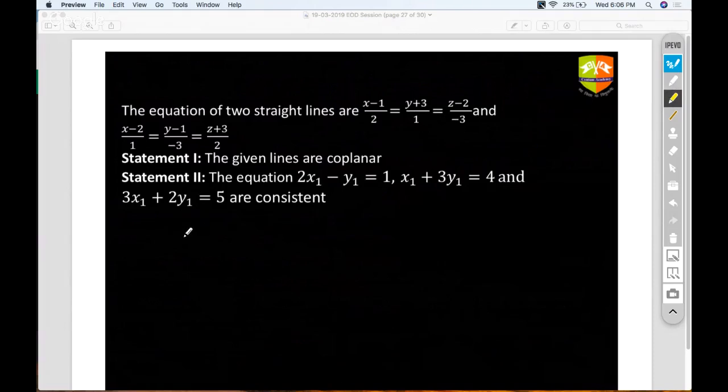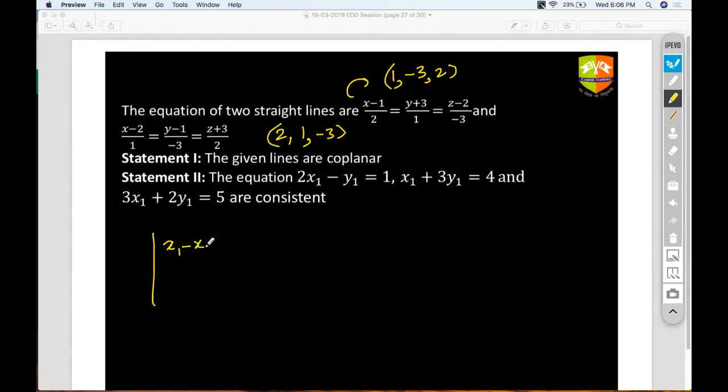Yeah, so are the given lines coplanar? So this line is passing through (1, -3, 2), and this line is passing through (2, 1, -3). Okay, so if these lines are coplanar, we know that, let's say I call these points x1, y1, z1 and x2, y2, z2.